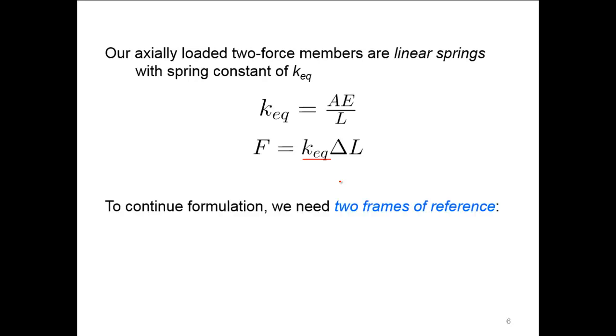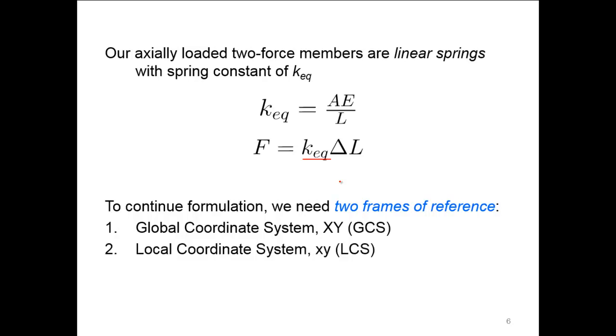So to continue this formulation, we need two frames of reference because we're doing stuff within the member, but then we also have to relate the member to the overall truss or frame that exists. So we're going to have a global coordinate system, which is how we look at the overall structure of all the members. And we'll have the local coordinate system to just one member, to just one piece of our whole system. So let's look at how we're going to have those, because this is a pretty key relationship between these two as we move forward.